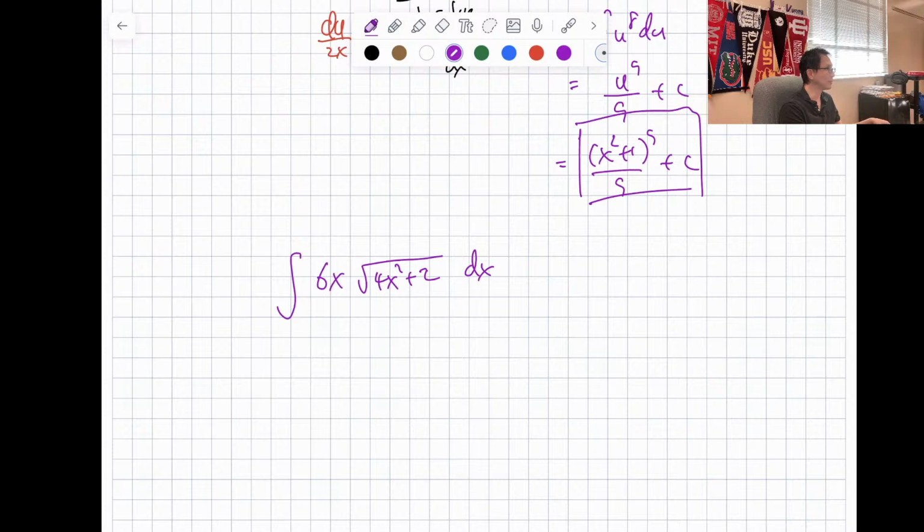Now, only the x needs to cancel, the constant can be moved outside of integration. So just make sure the constant can be moved outside of integration. So only the x needs to be canceled because everything else is gonna work itself out.